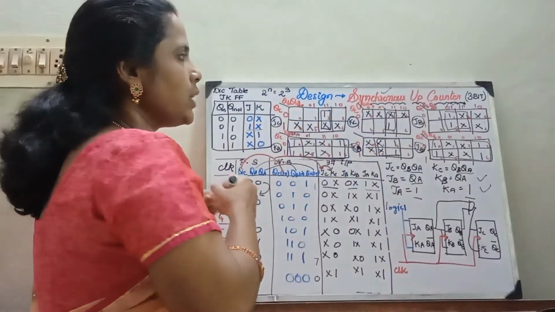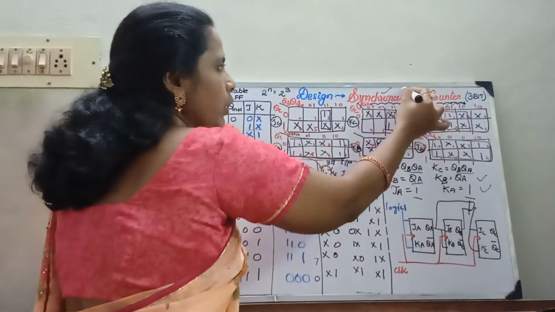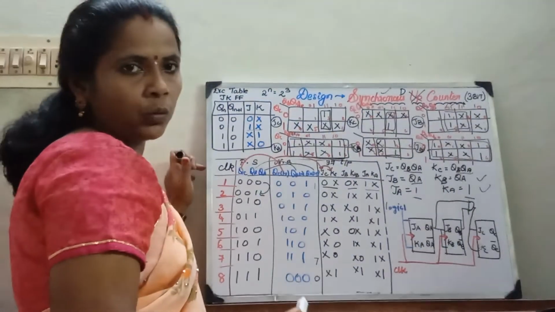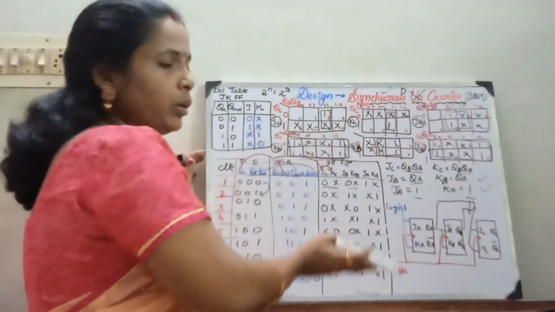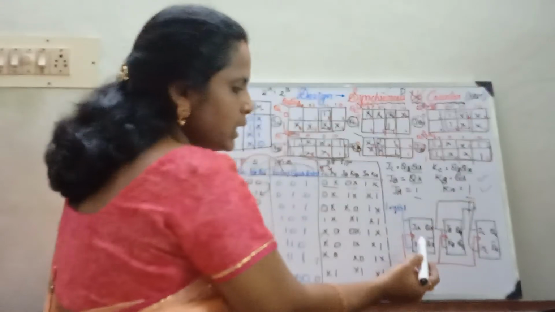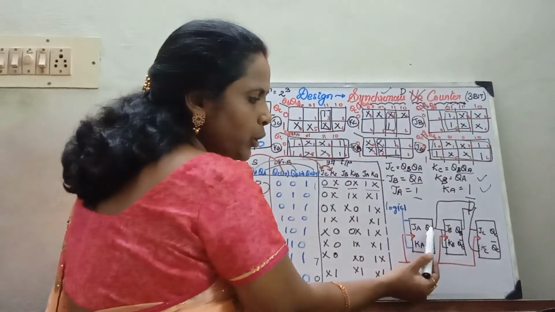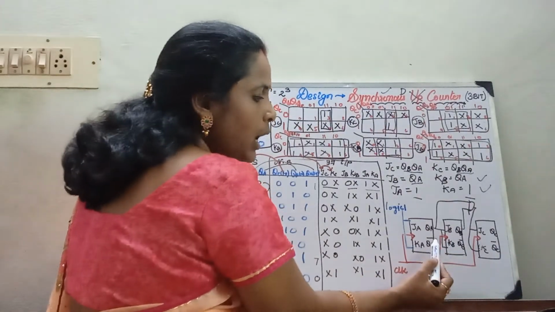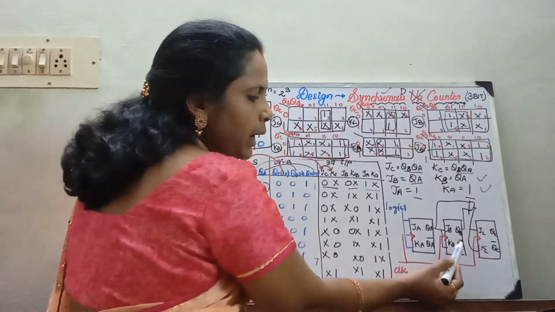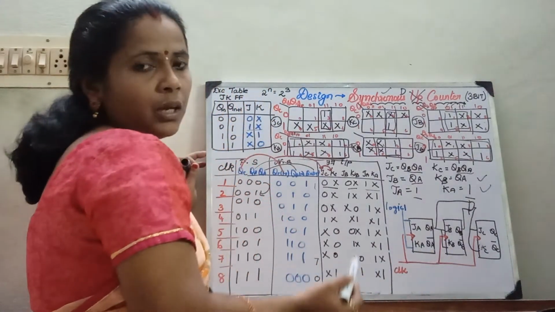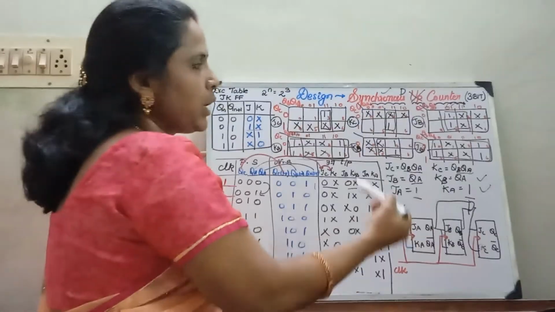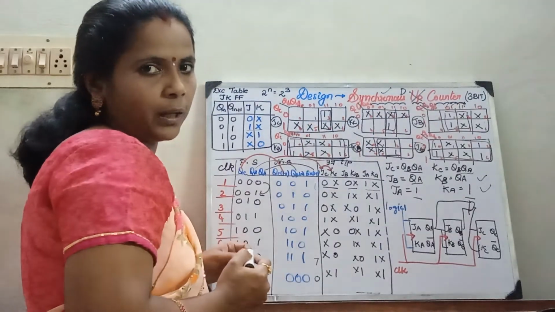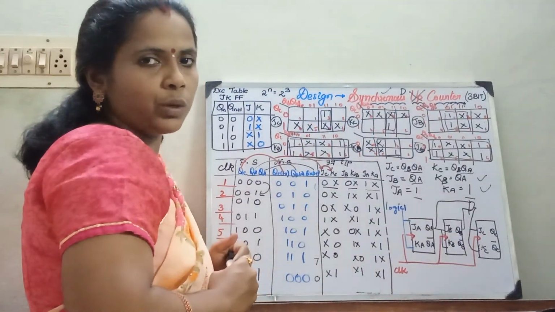Suppose I want to change this counter to a down counter, which means it should count in reverse. In that case, instead of taking the output from QA, QB and QC, I have to take it from QA bar, QB bar and QC bar. Okay, so this will function as it will count in the reverse order. So with this, I conclude, students. Thank you.